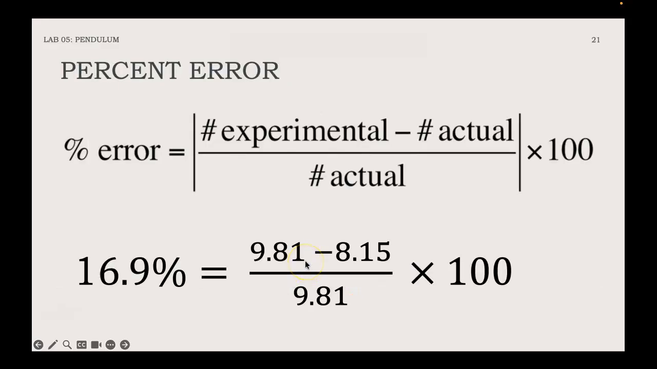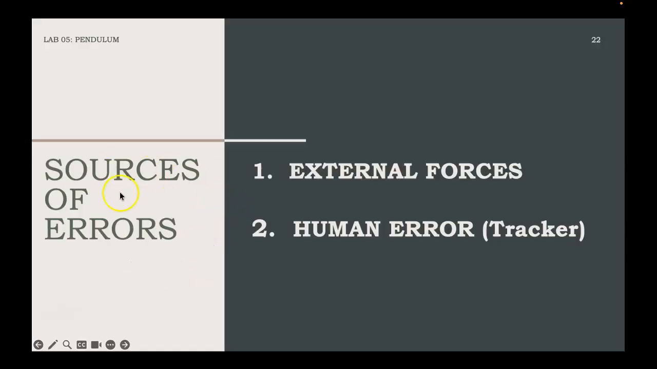And so obviously our value for the gravitational constant was off. So we wanted to find the percent error using a simple percent error formula. We took the actual value, 9.81, subtracted 8.15, divided by 9.81, and multiplied by 100 to get a 16.9% error, which is not too bad in hindsight for an experiment. But obviously we had some sources of error that caused that percent error.